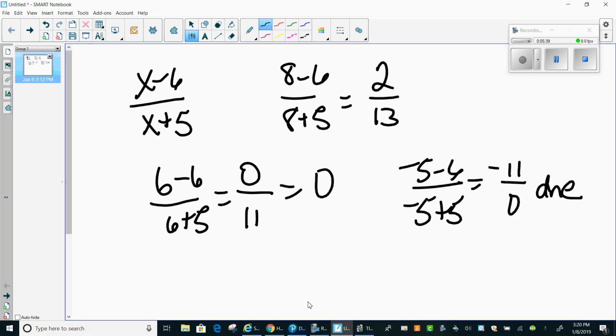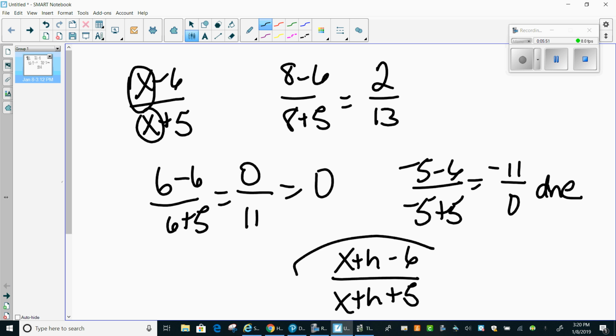All right, so what we do for that one is where x is here, we put x plus h. So the top would be x plus h minus 6, and the bottom is x plus h plus 5. And this would be your answer. I know some people ask me about canceling these things out. You cannot cancel when you're adding. You can only cancel when you're multiplying.